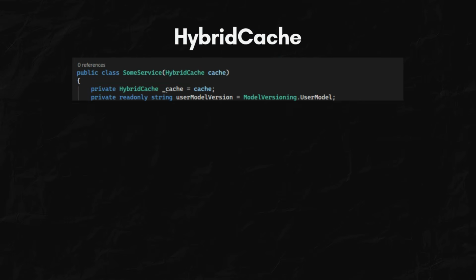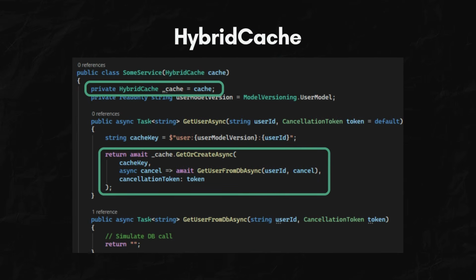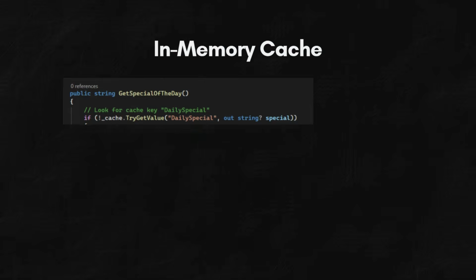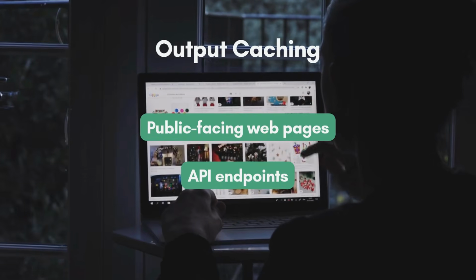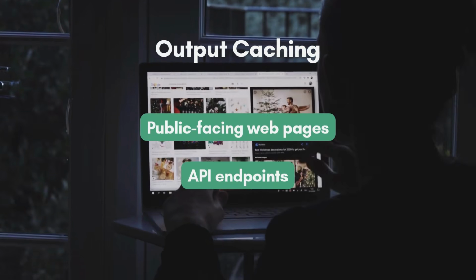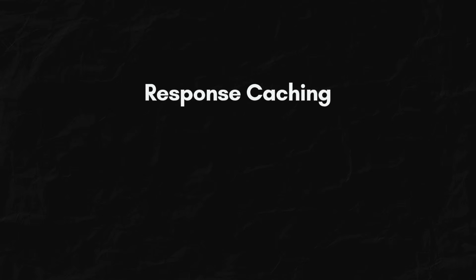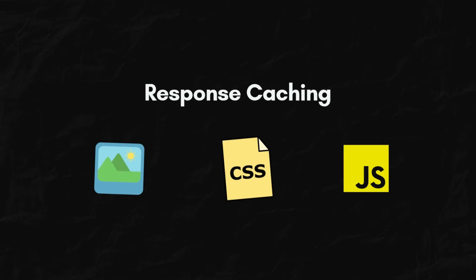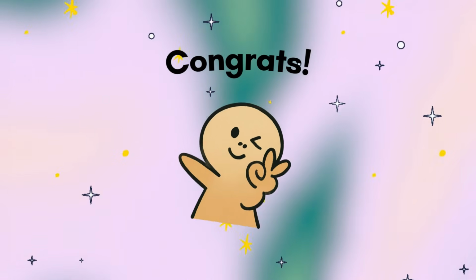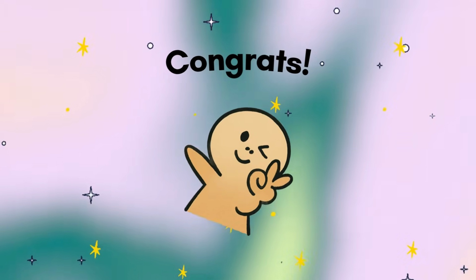So, if you're building a modern ASP.NET Core web app today, use Hybrid Cache to combine in-memory and distributed caching for your internal data services and database calls. Keep in-memory cache for small static lookups. Use output caching for public-facing web pages and API endpoints where you want to cache the entire page on your server. Let the client handle response caching only for static assets like images, CSS, and JavaScript files. Congrats on finishing Caching 101 in ASP.NET Core.